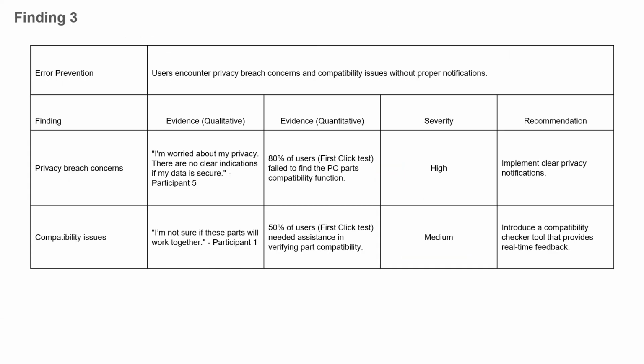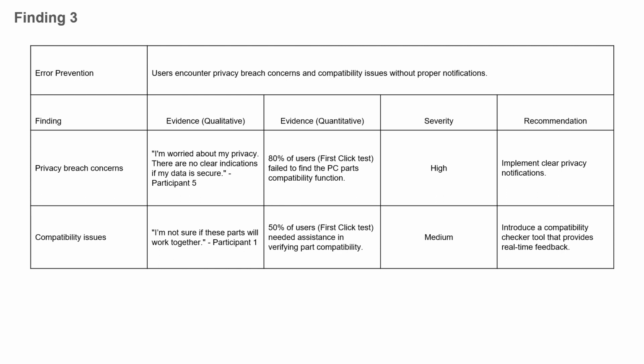So our third finding is all about error prevention. The first issue was privacy. We can see that the fifth participant mentioned, "I'm worried about my privacy, there are no clear instructions if my data is secure." We have seen this issue in 80% of users, and the severity of the issue is high. We recommend implementing clear privacy notifications in order to avoid this issue.